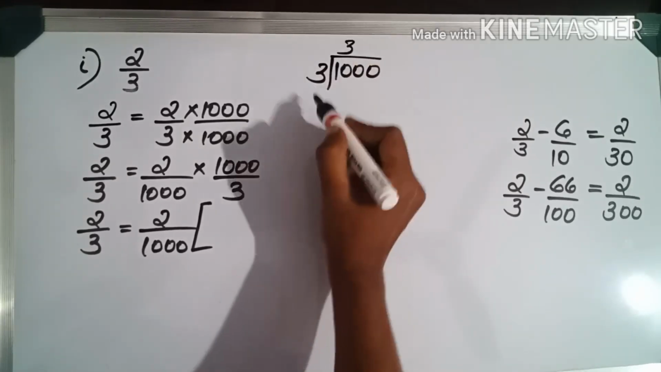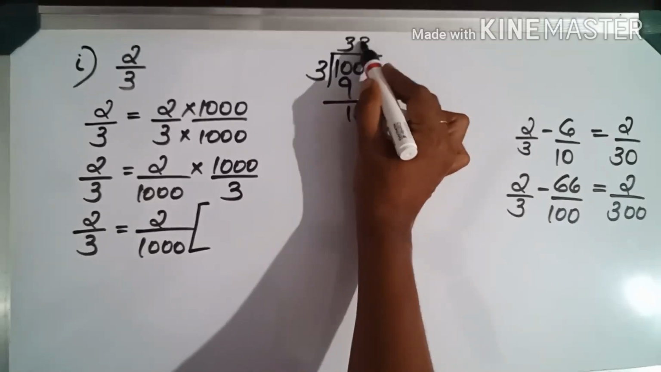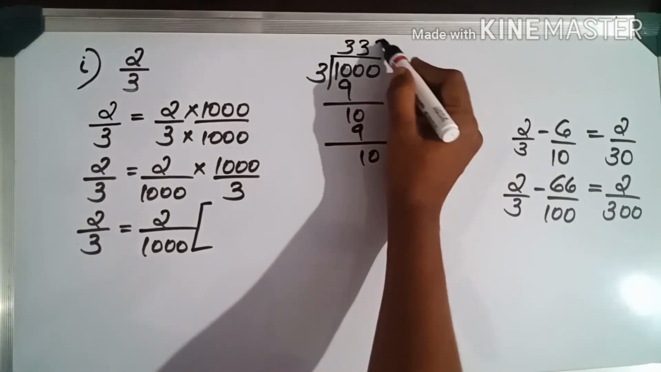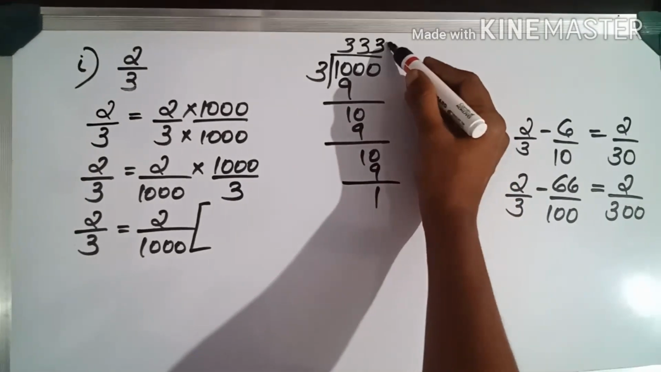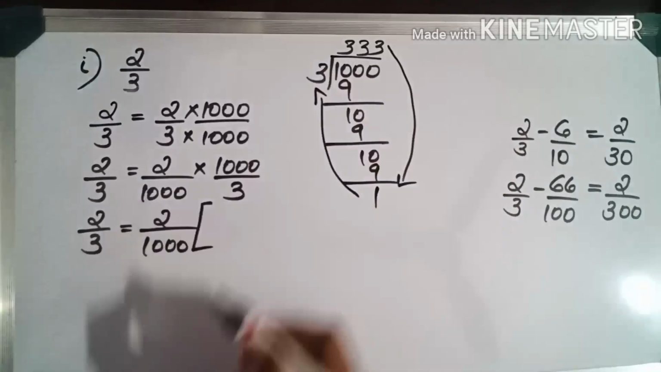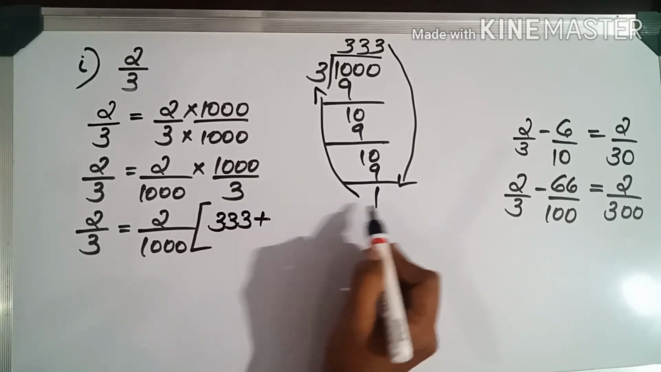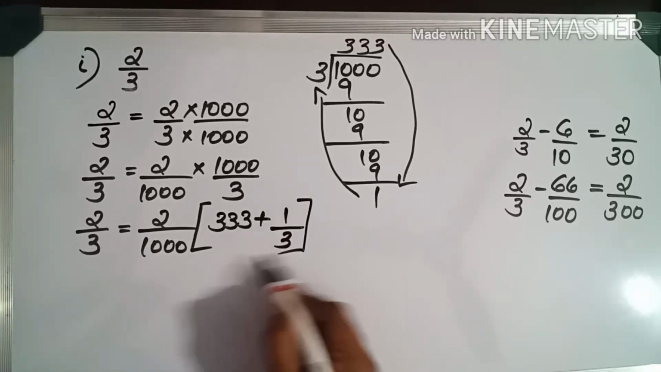In 10 only 3 threes are there. 3 threes are 9, 1 left. Take 10, again 3, 3 threes are 9, 1. Again 10, again 3, 3 threes are 9, 1. Like this, here it will be 333, plus the remainder again 1 by 3. Like this you will get.